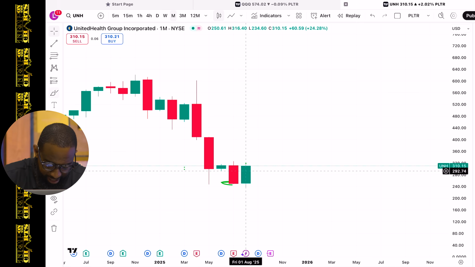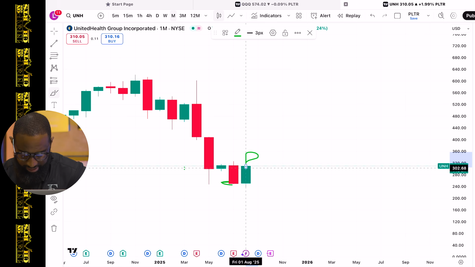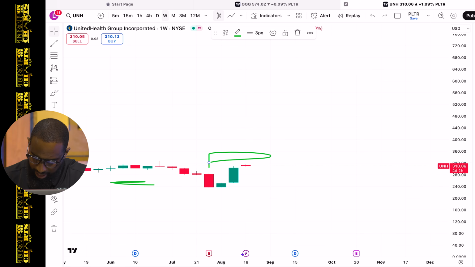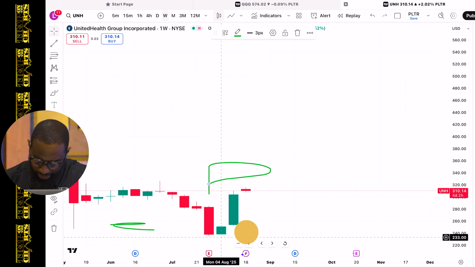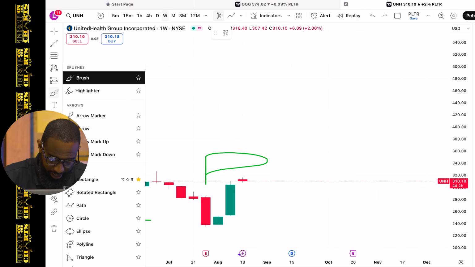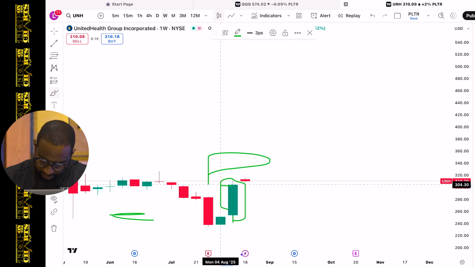Buyers are in the building, right? They're not slipping, right? So we want to see that, and I'm okay with that. All right, let's go to the weekly. We have a green candle here, a small body green candle. And then we have a larger body green candle right here that has now overtaken selling pressure.